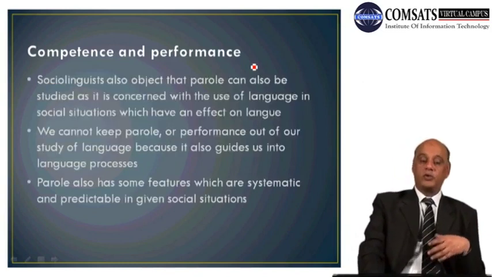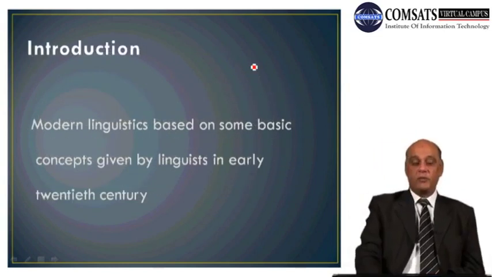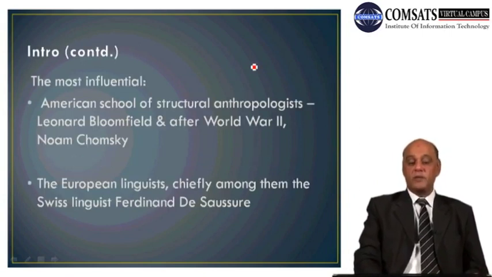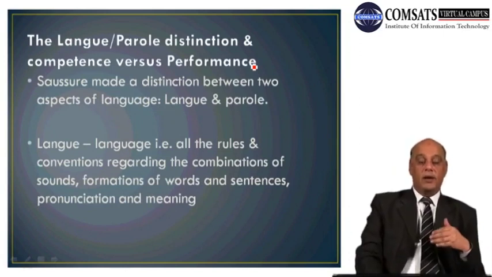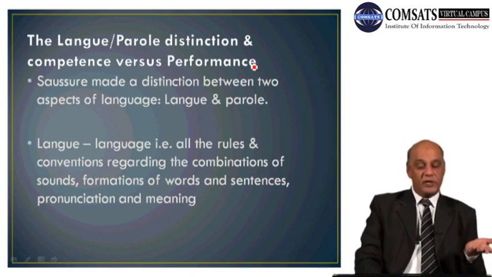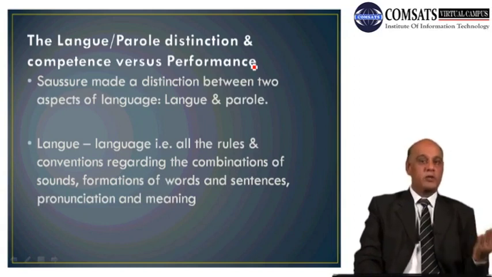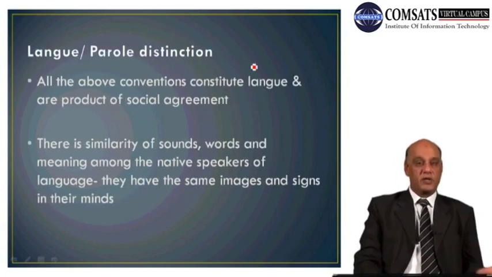Now, coming on to summing up the introduction, most linguistics is based on some basic concepts given by linguists in the early 20th century. And what are those concepts? We see that Saussure made a distinction between Langue and parole. Langue is a language, all the rules and conventions. Parole is a production. Langue is the abstract form, and parole is basically the concrete form of language. We see the words and sentences and pronunciation and vocabulary, that is parole.